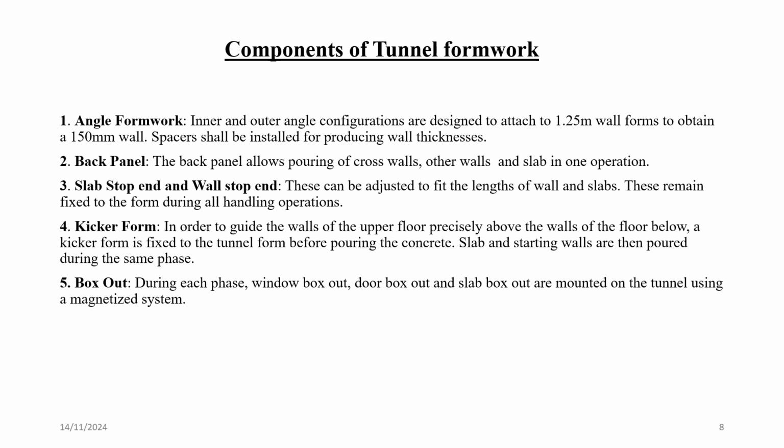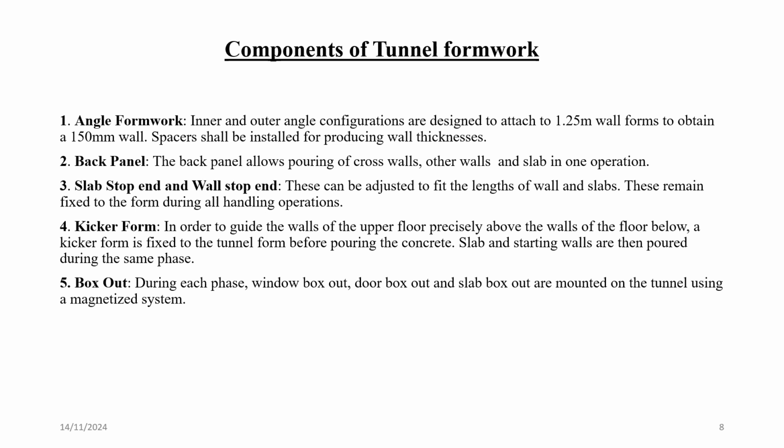Components of tunnel formwork. First, angle formwork. Inner and outer angle configurations are designed to attach to 1.25-meter wall forms to obtain a 150 mm wall. Second is back panel. The back panel allows pouring of cross wall, other walls, and slab in one operation. Third, slab stop end and wall stop end. These can be adjusted to fit the lengths of wall and slabs. These remain fixed to the form during all handling operations.